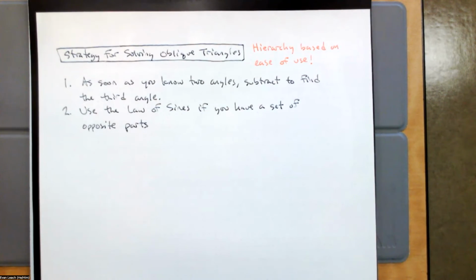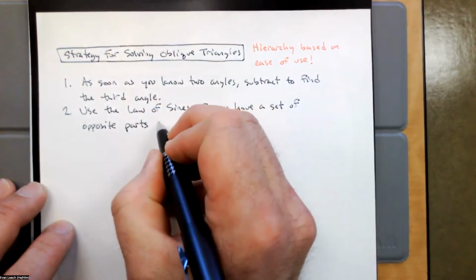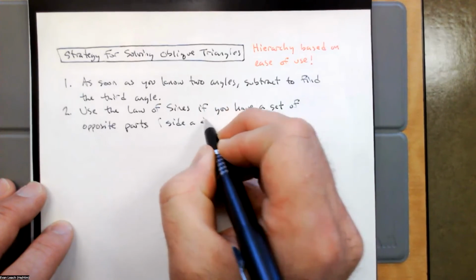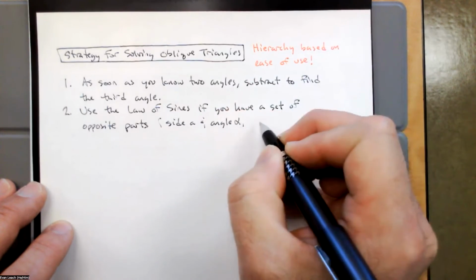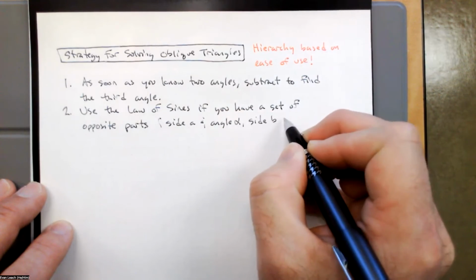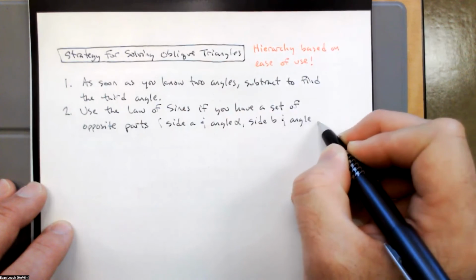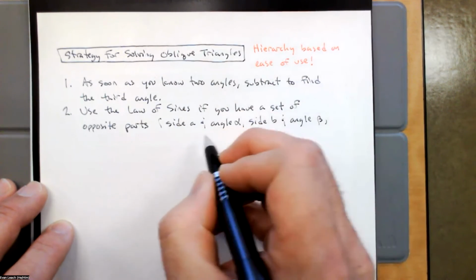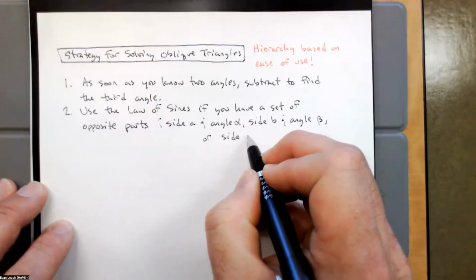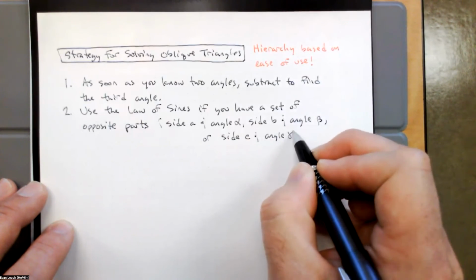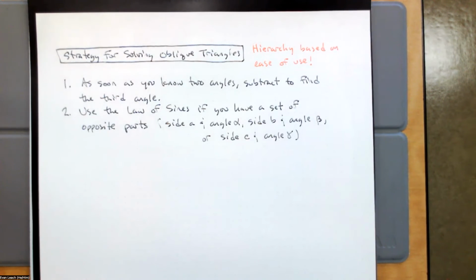Use the law of sines if you have a set of opposite parts. What I mean is side A and angle alpha, that's a set of opposite parts. Side B and angle beta, side C and angle gamma.